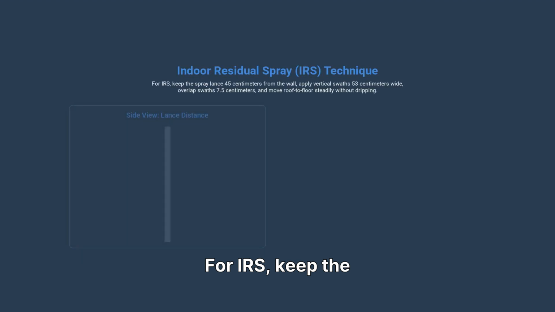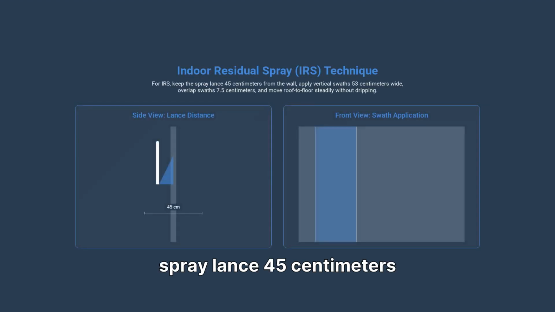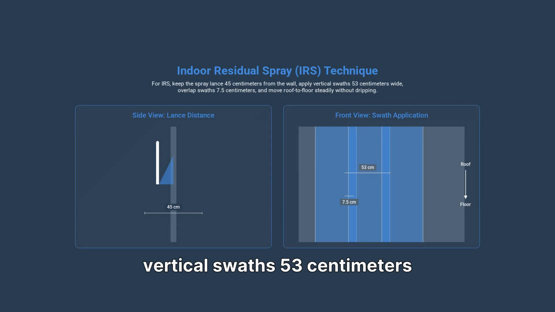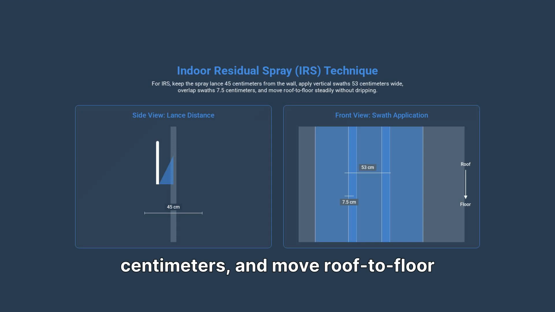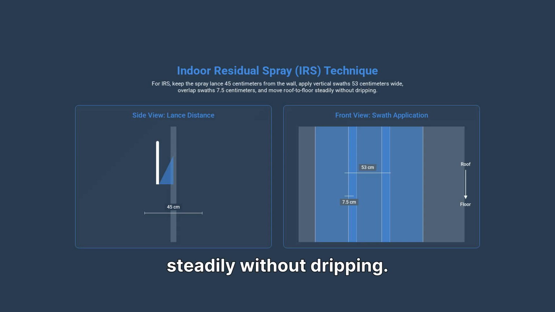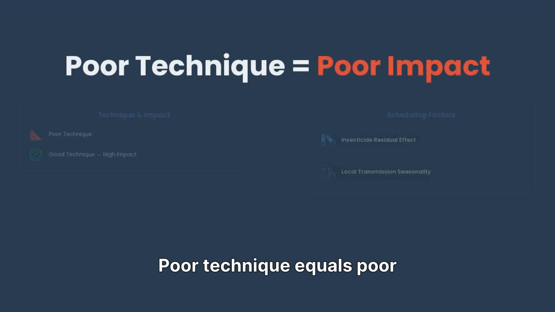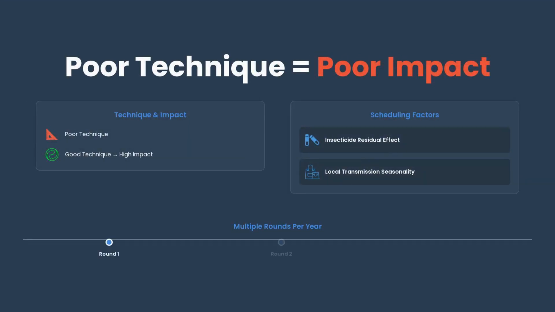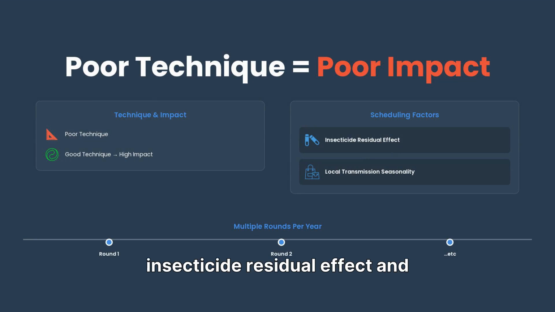For IRS, keep the spray lance 45 cm from the wall, apply vertical swaths 53 cm wide, overlap swaths 7.5 cm, and move roof to floor steadily without dripping. Poor technique equals poor impact. Multiple rounds per year are scheduled based on insecticide residual effect and local transmission seasonality.